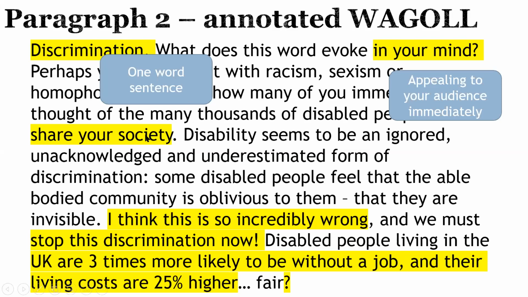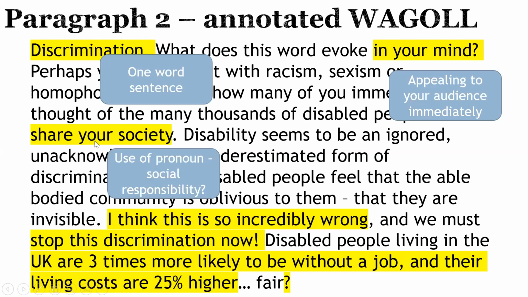Okay, down here, thousands of disabled people who share your society. We've got the use of that pronoun, your society. Is that linking to social responsibility? We all live in one society. We are all members of one body. Extra mystery prizes for anybody that can email me and tell me where I'm quoting from. You should all know that. But it's your society, so it's us, it's ours together.